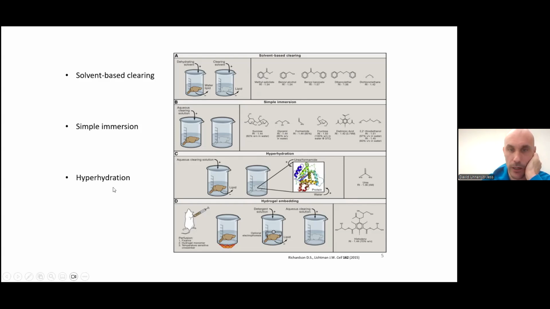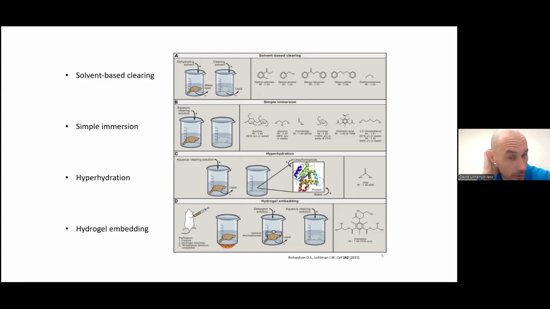And then again, hyperhydration. Mostly you use urea or urea-like molecules. And what you do then is to draw water molecules into the smallest compartments of your sample. And in this way, you can then make the sample more transparent.